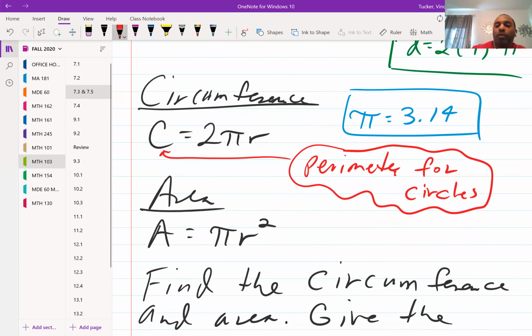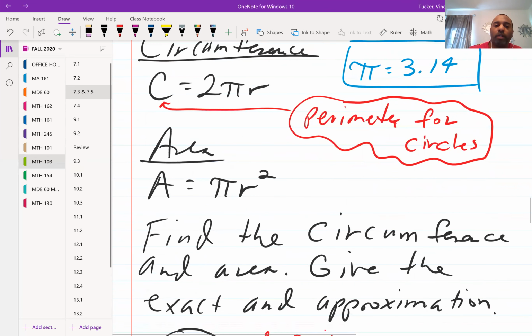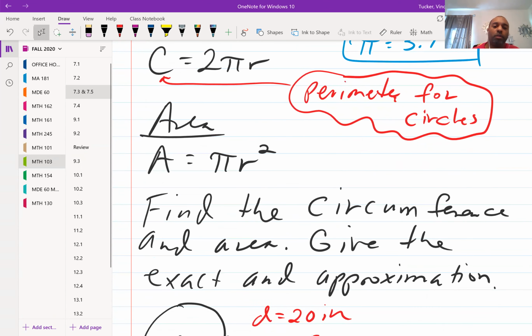And then also pi, the rounded version of pi, the approximation of pi, normally is 3.14. All right, so this first example says find the circumference and area, give the exact and approximation.